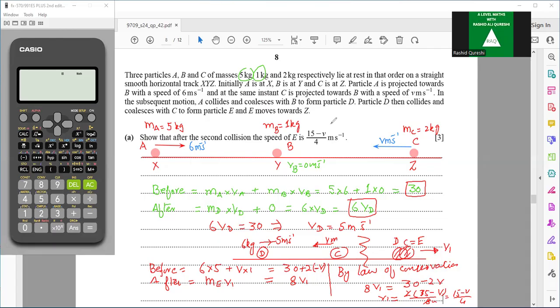Now, remember that is the situation. I will write over here. The velocity of the particle E after the collision is equal to, according to this question, 15 minus V over 4 meters per second. Now, I will erase the whole thing so that I can solve the next part of the question. Remember the whole thing step by step.